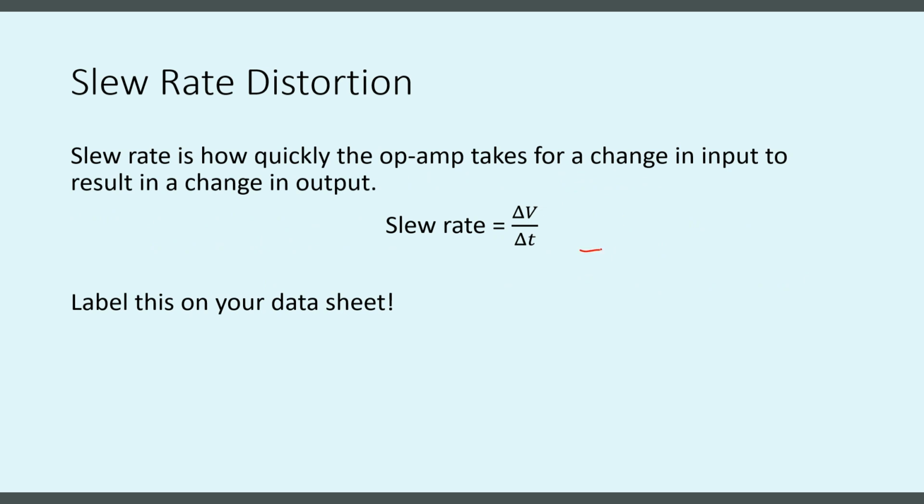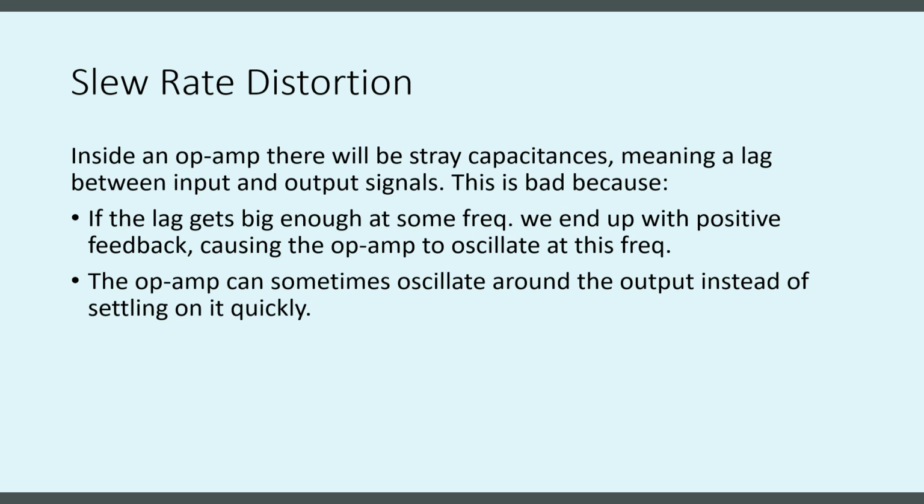So if our input changes from, say, 0 volts to 6 volts instantly, our output will take a little bit of time to respond. And if this gets too bad, so the change is too big and it can't respond, we end up with clipping distortion. Slew rate distortion, which is not good.